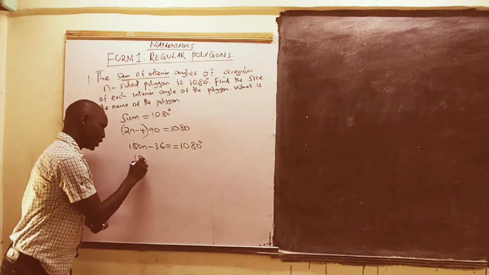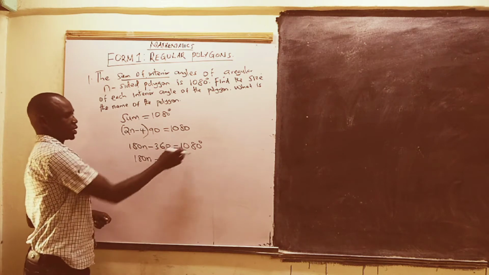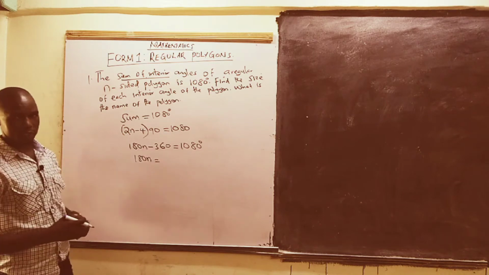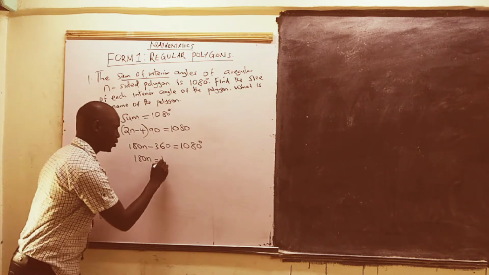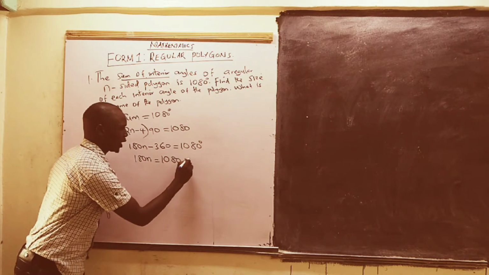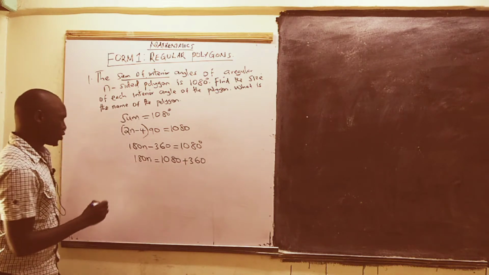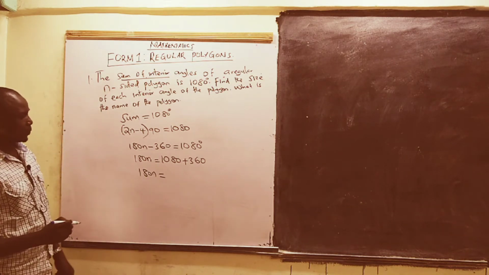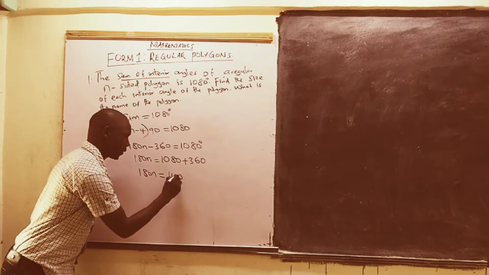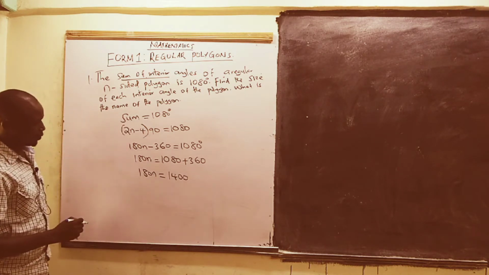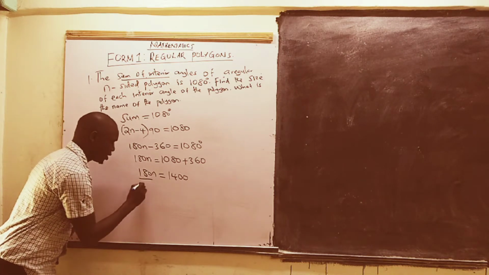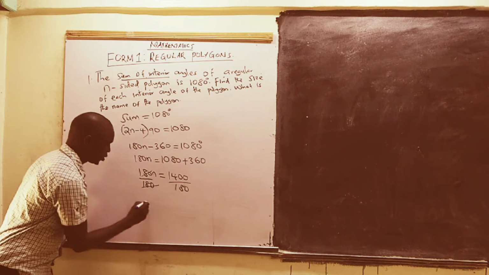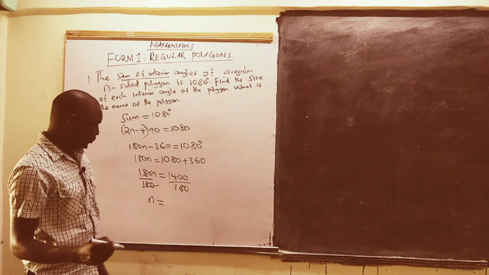From there, we collect the like terms. We have 180n, and 360 and 1080 are like terms, so 360 moves to the other side. Since it is a negative, it is going to be positive, and therefore we are going to have 180n is equal to 1080 plus 360, which will give us 1400, and from there, if you want to get the value of n, we divide by 180.